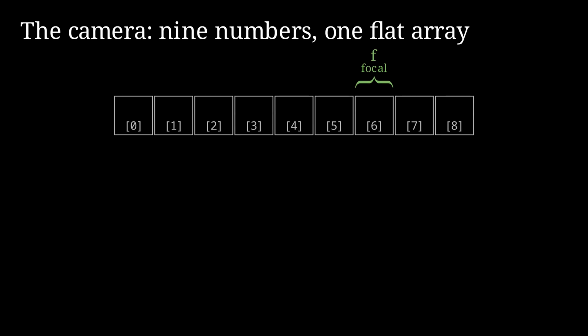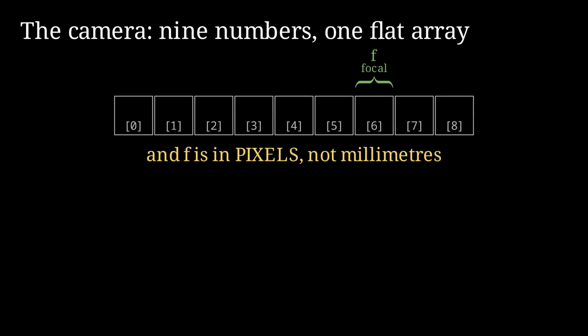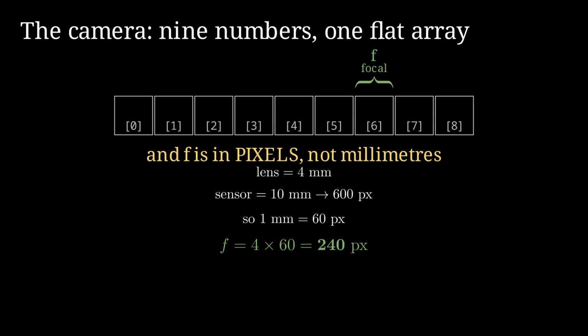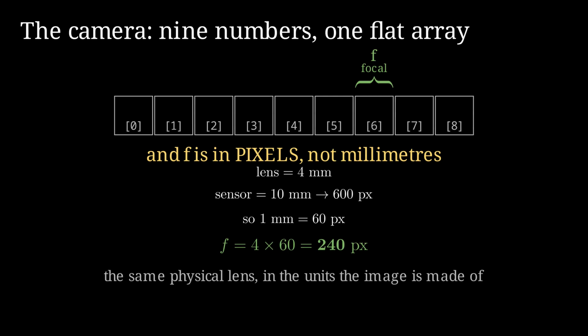One thing that trips people up, f here is in pixels, not millimeters, which sounds like a category error the first time you meet it. Here's what it means. Say the lens is 4 millimeters and the sensor is 10 millimeters wide, split into 600 pixels. So 1 millimeter of sensor is 60 pixels. 4 millimeters times 60 is 240. F equals 240 pixels. It's the same physical lens measured in the units the image is actually made of.